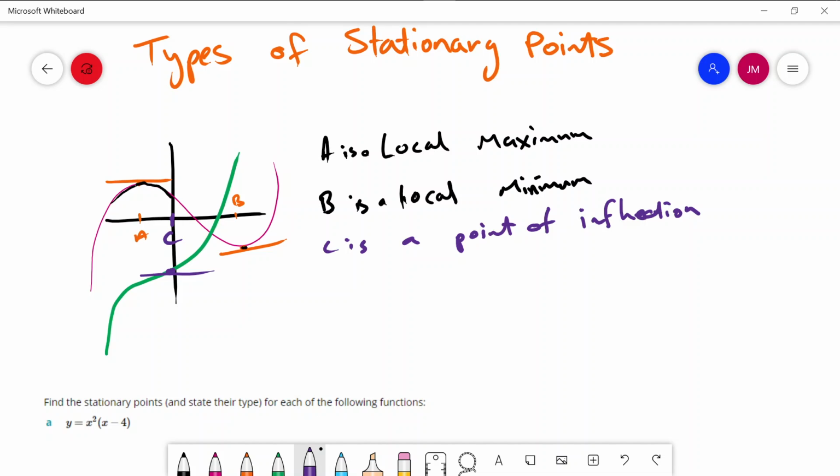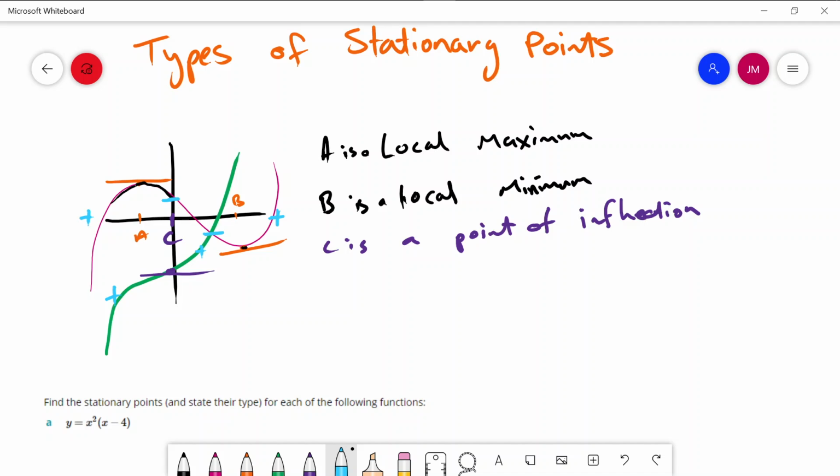Well, if we look at these examples, A, B, and C here, we can see that to the left of point A, we have a positive gradient, and to the right, we have a negative. And for point B, to the left of it, we have a negative, and to the right of it, we have a positive. And for point C, we have a positive and a positive either side.